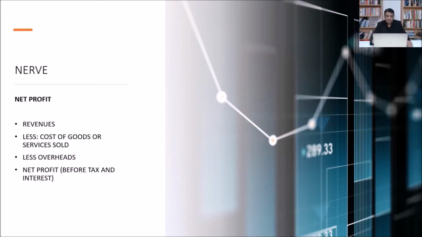And I'm going to start with what is called NERVE. This is an acronym, NERVE. So it's an acronym I want to basically share with you. The N stands for net profit. Now, net profit is revenues less cost of goods or services sold less overheads will give you net profit.